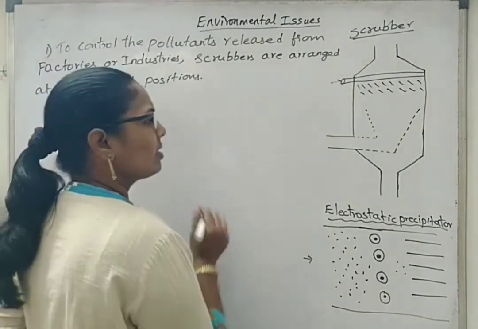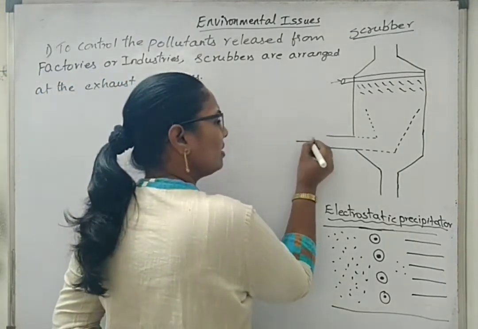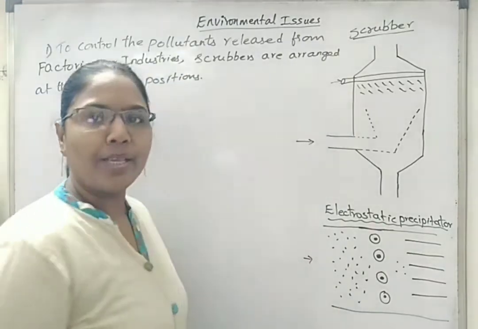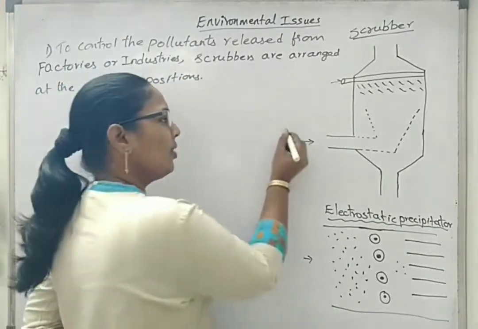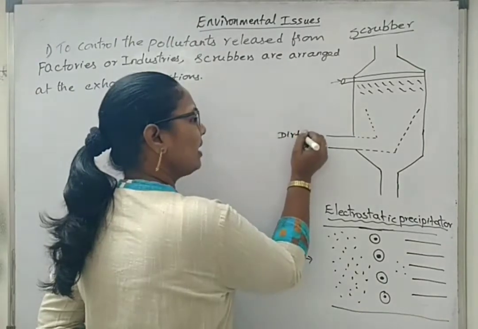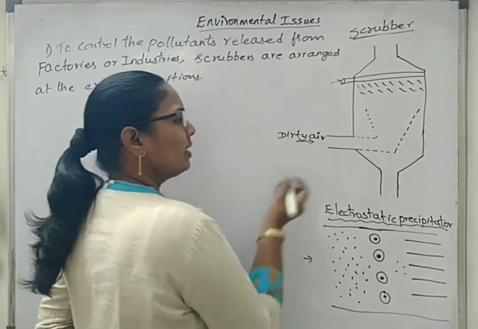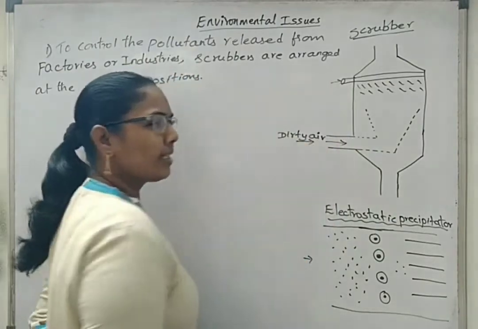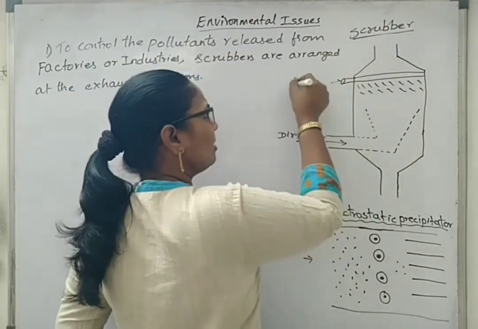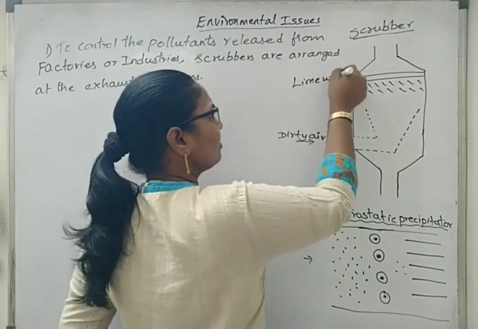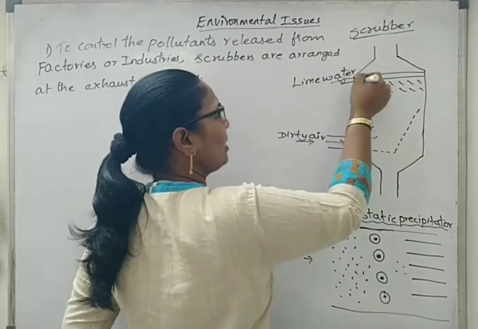Now, this is the scrubber. The pollutant that is mixed in the air released from the factories or industries, we call this one dirty air, that is pumped into the scrubbers. Now here, from the topmost area, lime water is sprinkled.